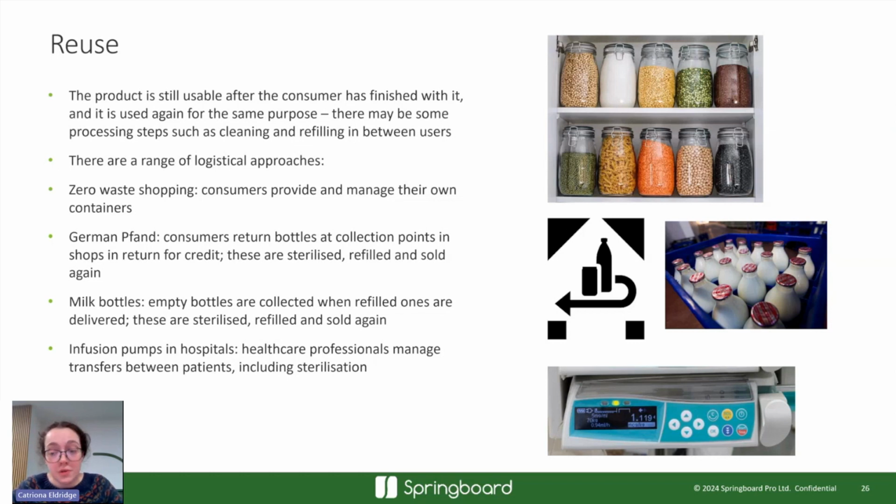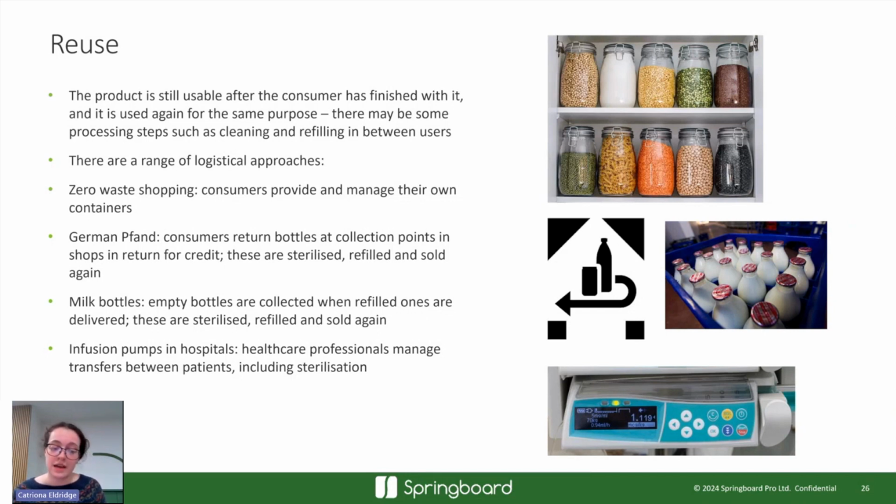But I do want to point out a fourth example here, which might not obviously look like reuse initially, and that's infusion pumps in hospitals. So if you're giving a dose to a patient over perhaps a longer period of time, you might have an infusion pump. You could do that with smaller doses with single-use syringes and throw them away every time. We don't. We've decided that it's better to use infusion pumps, which have disposable parts that go in contact with the patient, and non-disposable reusable parts, which are wiped down, they're trackable, and the healthcare professionals in the hospital manage those transfers between patients. So that includes wiping down, sterilising the infusion pumps between uses.